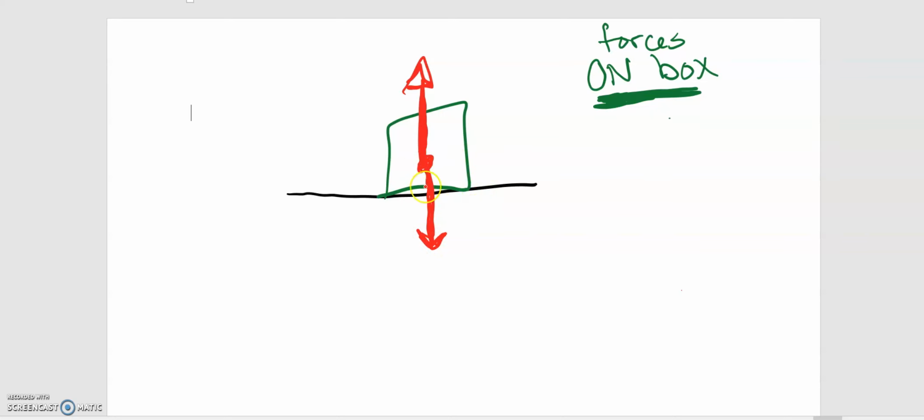Essentially, you have gravity pulling the box downward, and you have the ground, or whatever it's sitting on, pushing the box upward. So the normal force, or the support force, is provided by whatever the object is sitting on. So in this case, it would be the ground. Okay, so the forces acting on the box would be gravity and the normal force. They would be, in this case, equal in size and opposite in direction because we have to have equilibrium here. We have to have them be balanced.